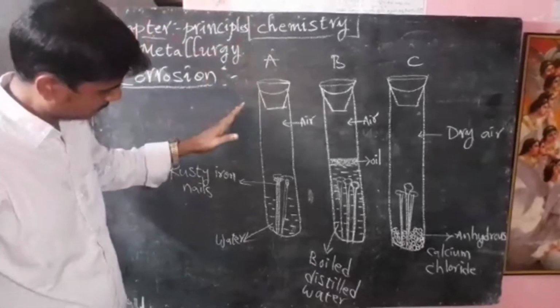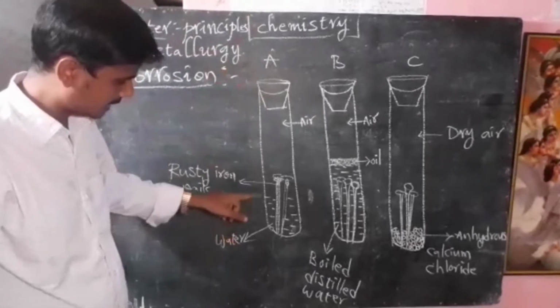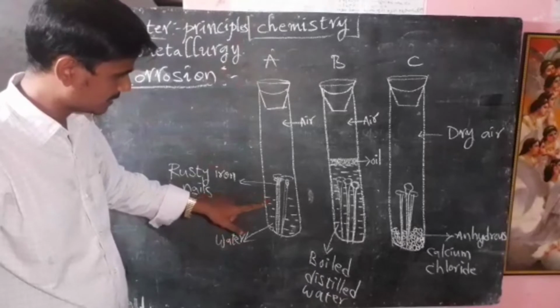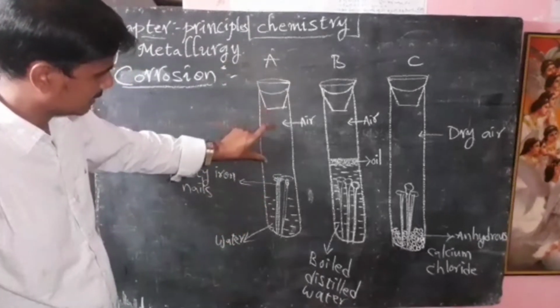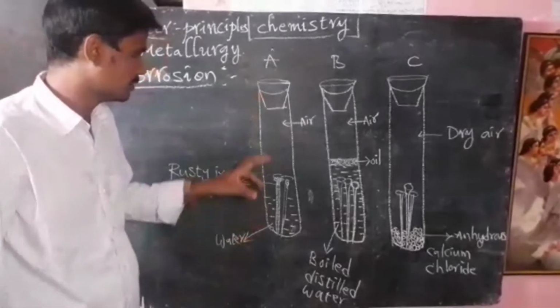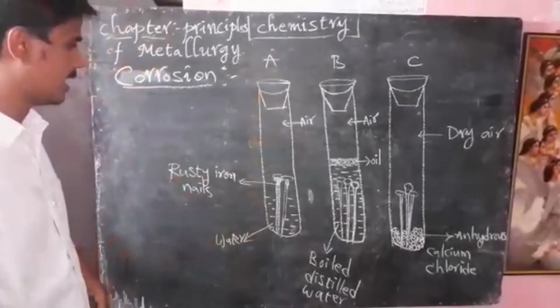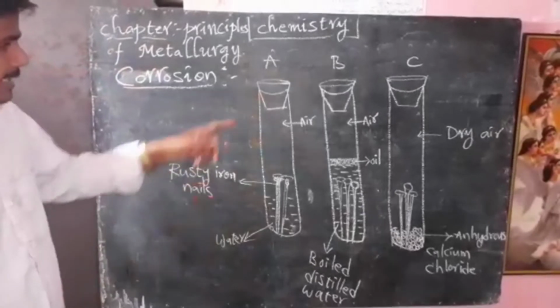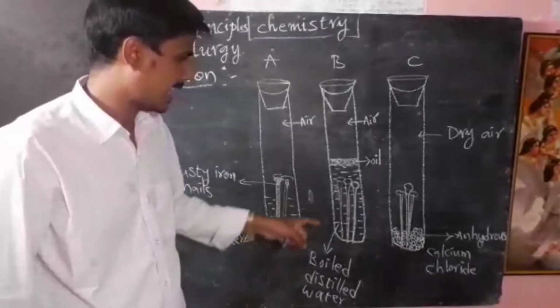Okay, so we can observe in the first test tube we already poured some water, so water is there. This gap represents air. So the first test tube contains air and water. In the same way, in the second test tube we have already taken iron nails.